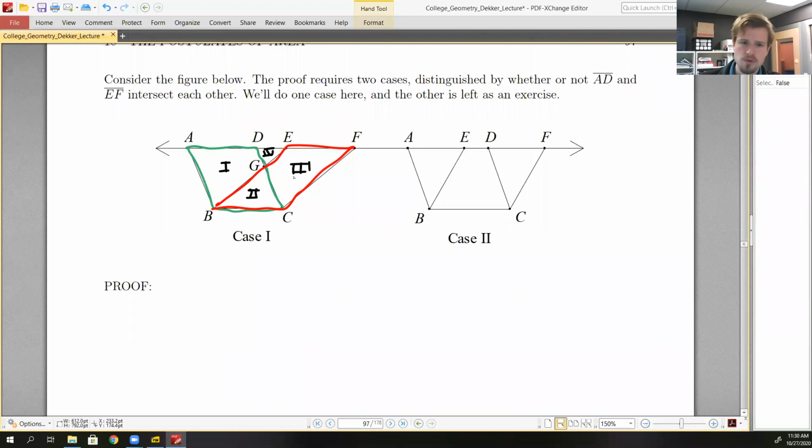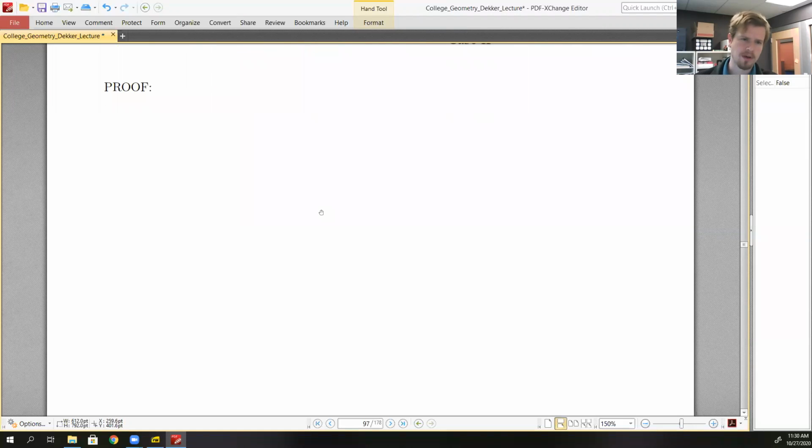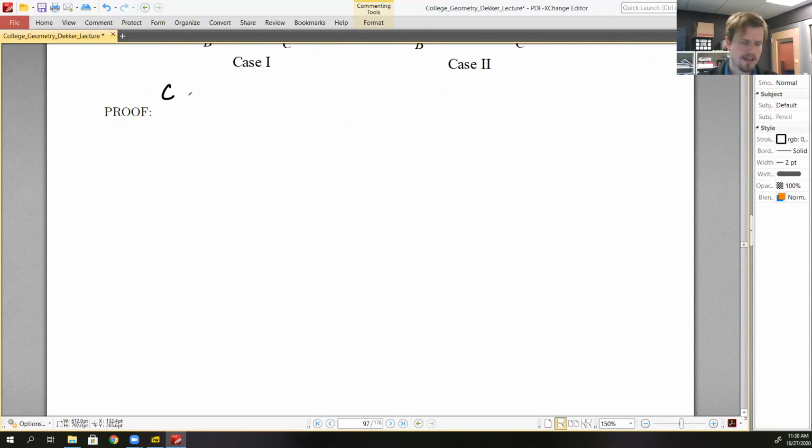Once we have that those two triangles are the same, then when we subtract that quantity, then we get 1 and 3 are the same, and 1 plus 2 is equal to 3 plus 2, and we're essentially done. Okay, so that's the goal. That's what we're going to do in this proof. So again, this is case 1.